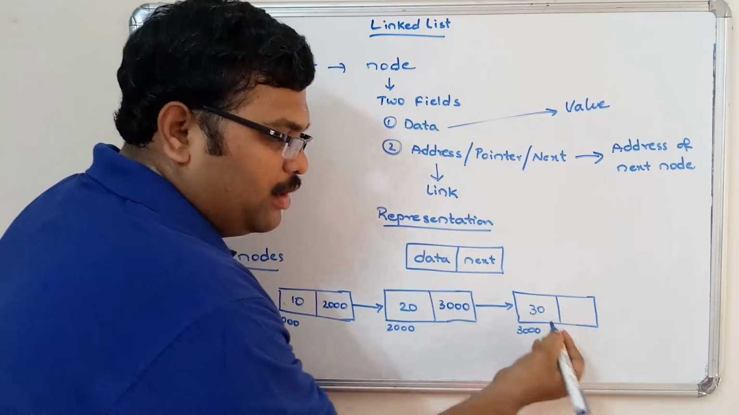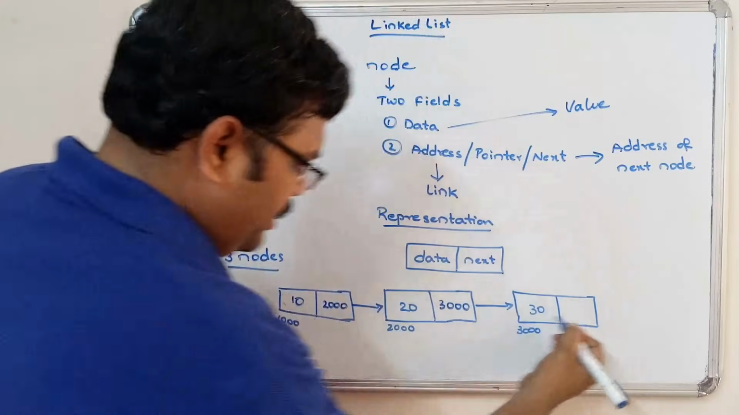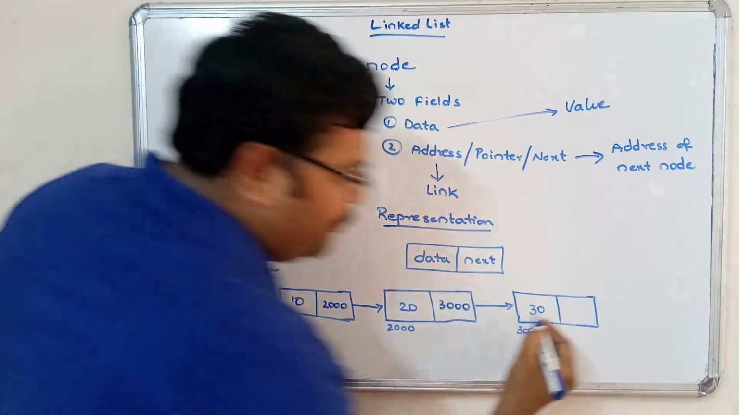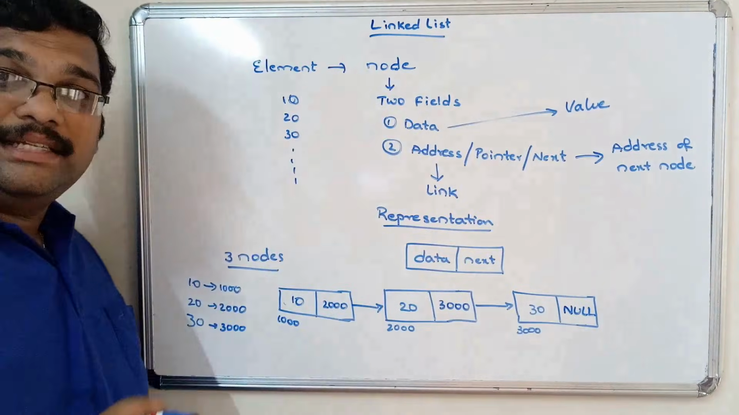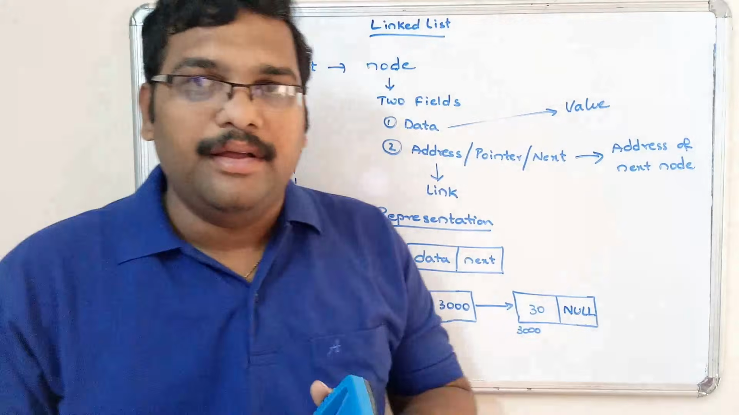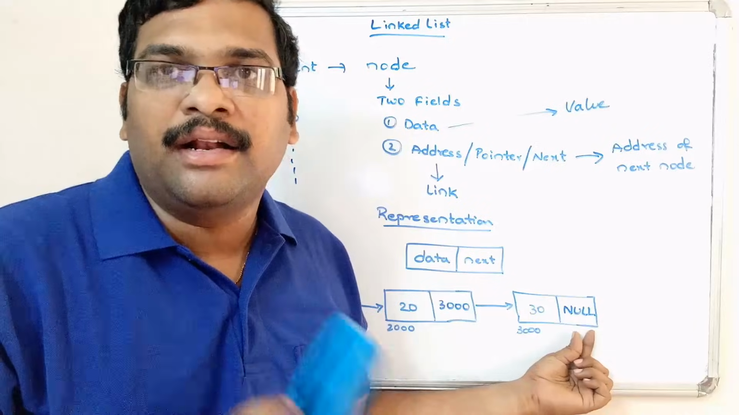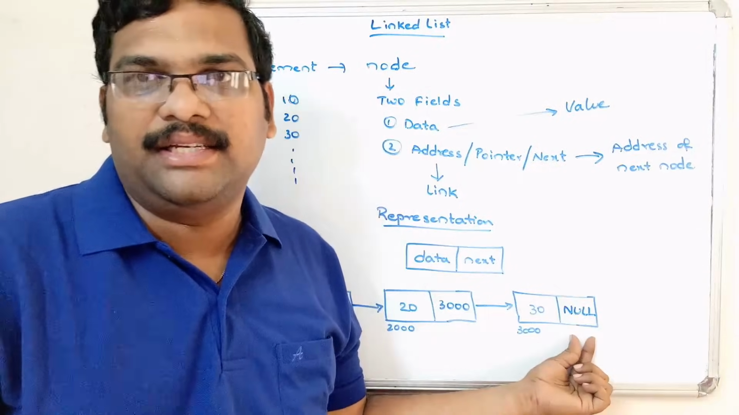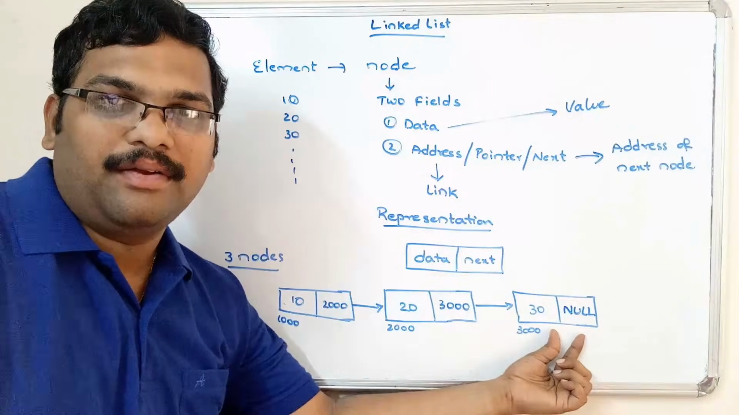Coming to the third node, 30 is the value and what is the next field, that means the address field? Here 30 is the last element, so obviously it will be null. That means for the last element, the address field will be set to null. So it indicates the end of the list. It indicates the node is the end of the list, right?